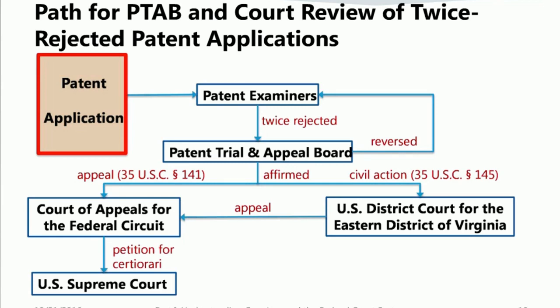A party who is unsatisfied with the Federal Circuit's decision may ask the Supreme Court to hear the case by filing a petition for certiorari. Note that the patent examiner's decision may be only 3 steps away from the Supreme Court.